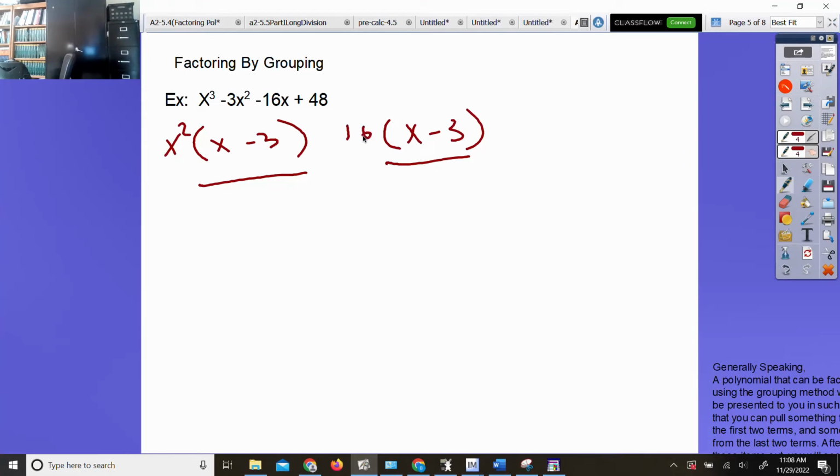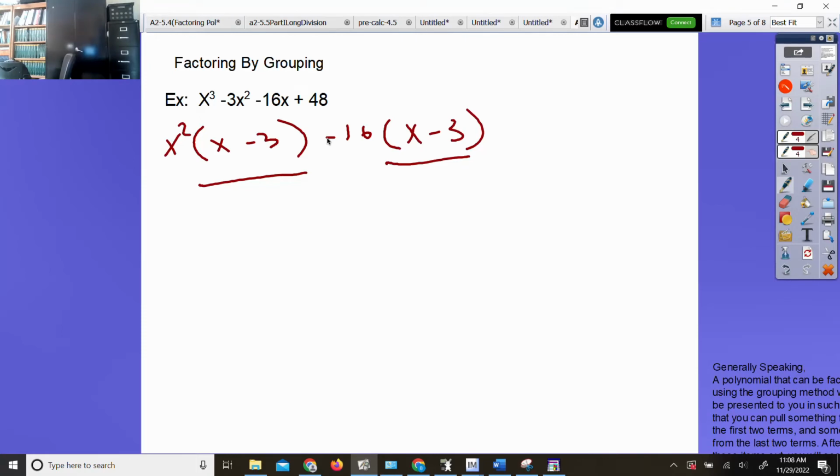18. That's not what I meant. Sign. If you distribute this 16 in, you get 16x minus 48. You had negative 16x plus 48. 99 out of 100 times there's a negative present before the negative. Pull the negative 16. All right.